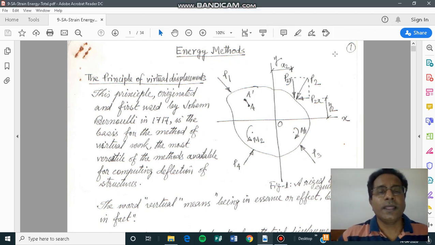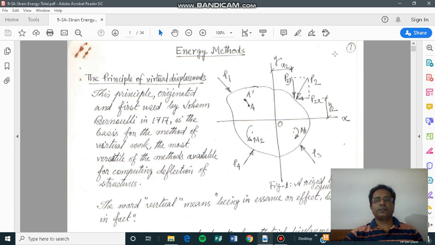Hello students, in this lesson we will discuss the virtual work method, application of the virtual work method to calculate the slope and deflection in the beams and frames. This is also another form of the energy method. Last lesson we discussed the strain energy and its different form, the Castigliano.